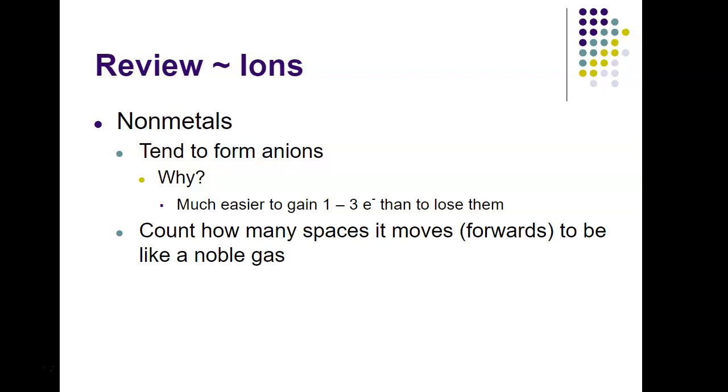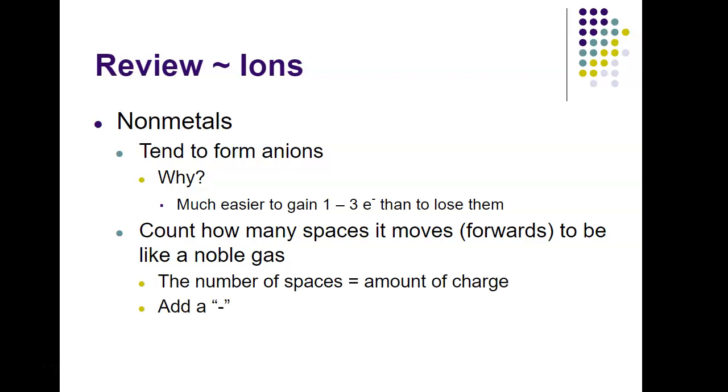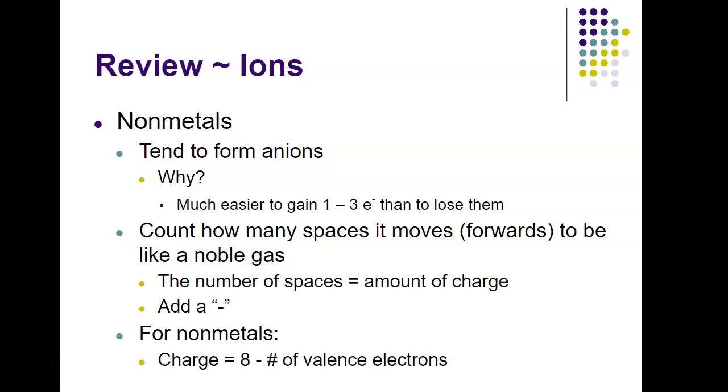So if I want to figure out what the charge will be, I find my element on the periodic table and I actually count forwards until I hit a noble gas so that I know how many electrons it's going to be able to gain, and I add my negative sign in there. So for my anions, or my nonmetals, my charge is going to be 8 minus the number of my valence electrons. So for example, nitrogen has 5 valence electrons. So if I do 8 minus 5, I get 3. And because it's a nonmetal, it's going to be a 3 minus charge.